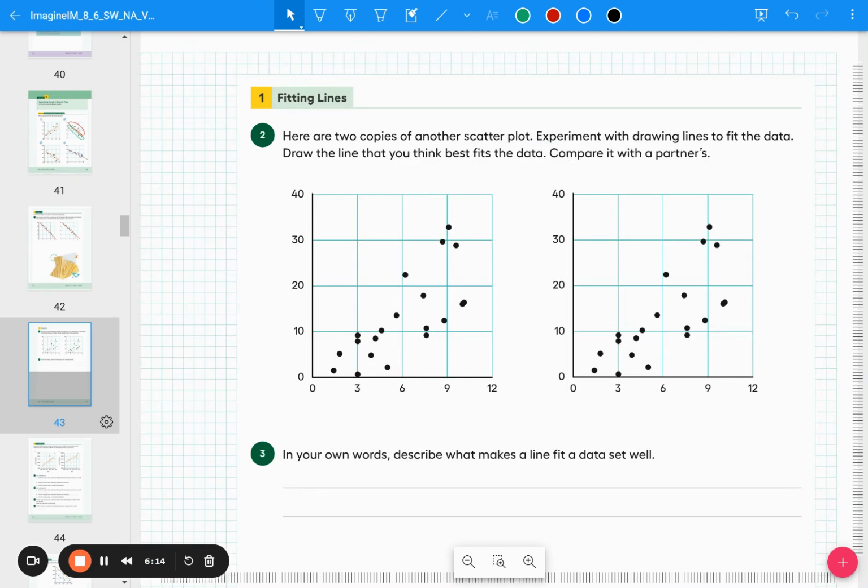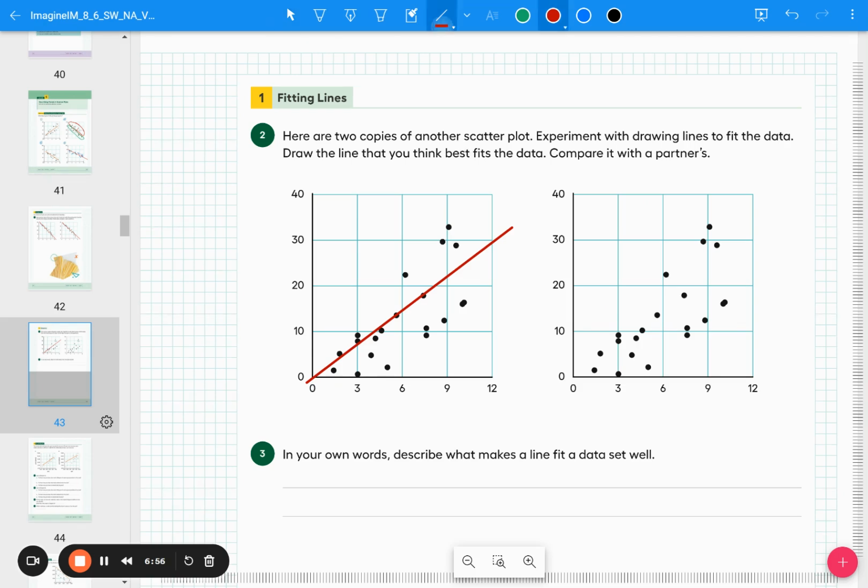Here we got some more. Again, I don't think this would be a line of best fit, even though it might put the same number above and below. I really don't think that's a good line of best fit because these points up here are way far away from it. So you want to try to get as many points as you can close to it. That's our goal. How many points can you get close to it?